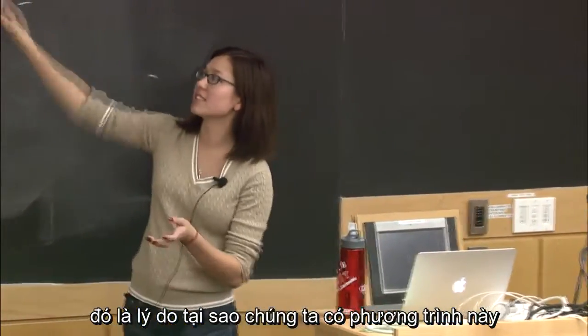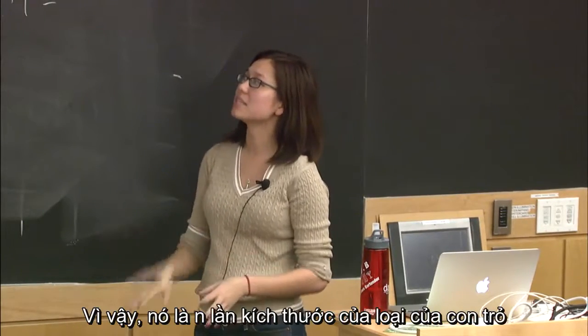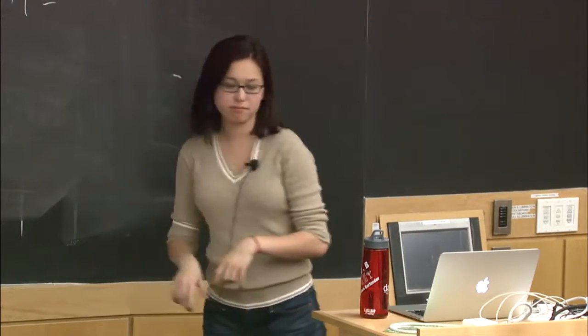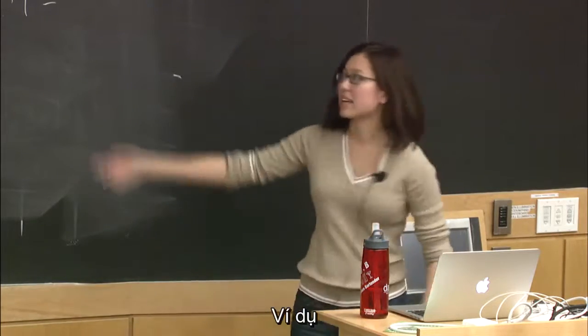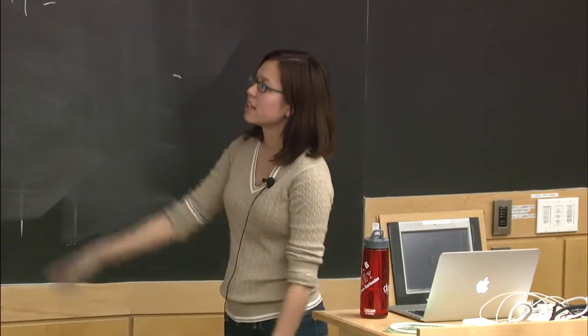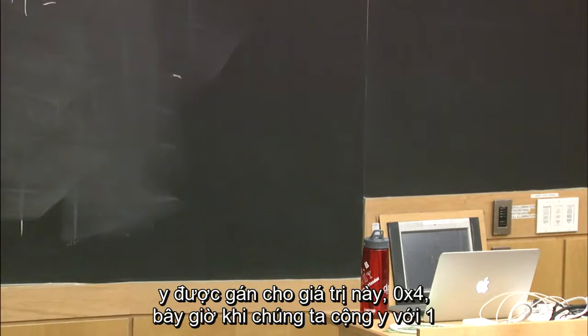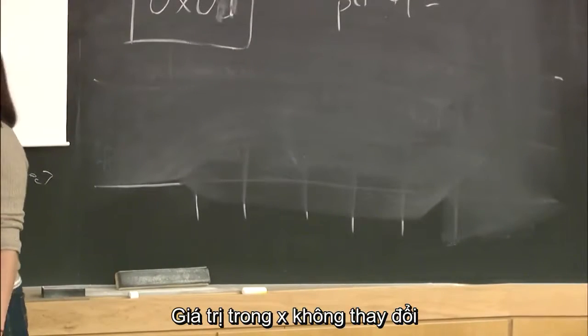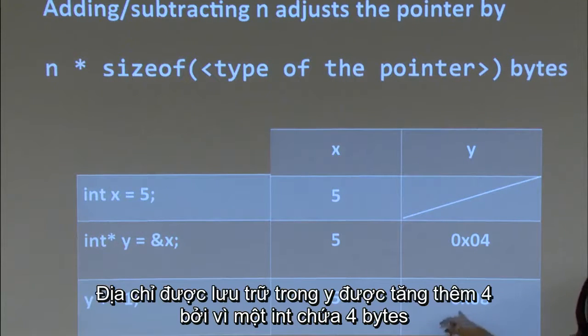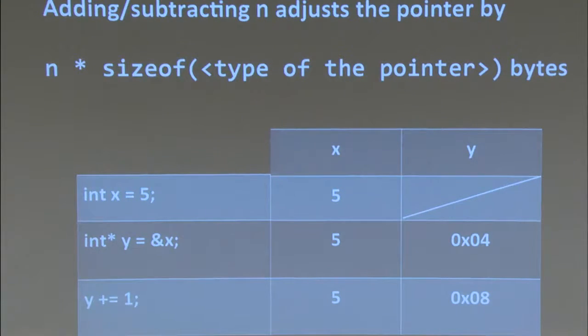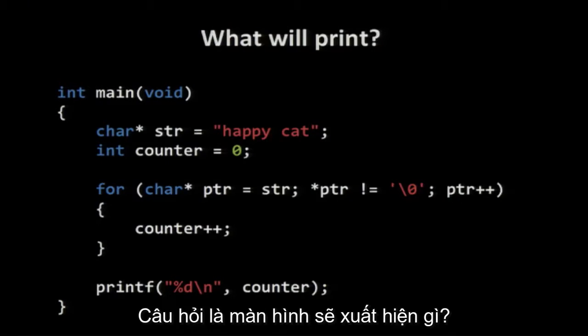Which is why we have this equation up here. So it's n times the size of the type of pointer, okay? So we have kind of the example here. y was assigned to that value, 0x4, when we did y plus equals 1. What's in x doesn't change. What does change is what's in y. The address stored in y is updated by 4, because there are 4 bytes in an int, and it's an int pointer. All right, so now we have another exercise. So, question is, what will print?